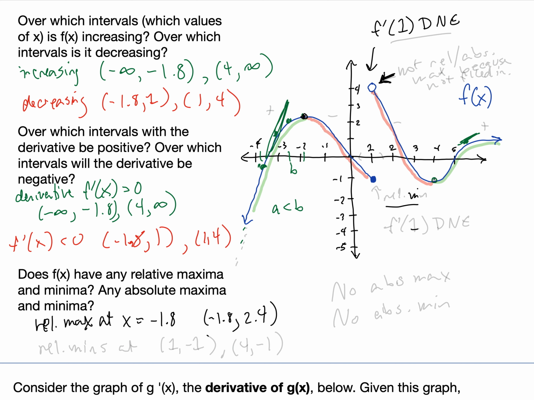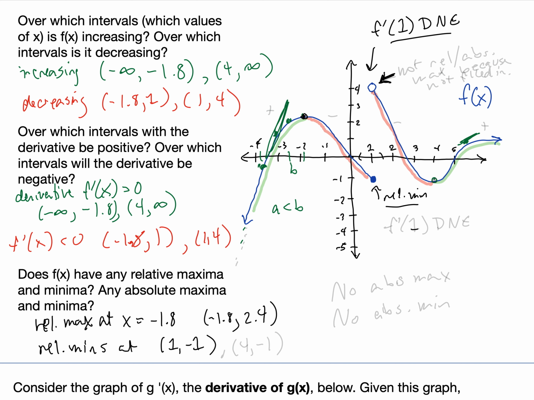How about relative mins? Well, this is a relative min because it is smaller than all of the values around it in an open interval. And so there's a relative min at 1 comma negative 1. And again, note that that's a place where the derivative does not exist. So we know that minimums and maximums can occur at places where the derivative does not exist or where the derivative is equal to 0, critical values.